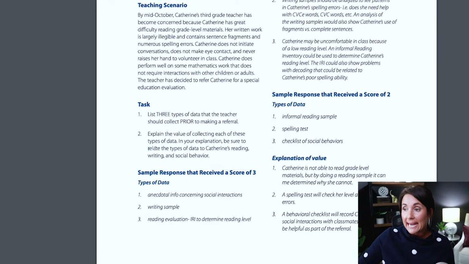And it also helps with number 2. Make sure you relate the types of data to reading, writing, and social behavior. Also notice how it is completely laid out 1, 2, and 3. Super easy for the reader or the grader to identify, find it. Where is it? It's right here. You don't want the reader to have to go hunting for your answer. Lay it out easy to grab like this here, all right?